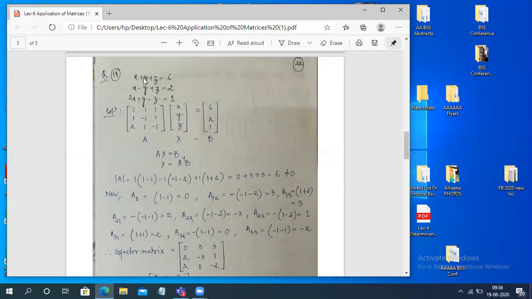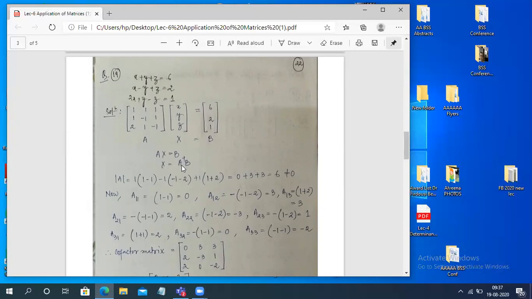Now x is your unknowns, that is here x, y, z, three unknowns. So this is a 3 by 1 matrix, a column matrix. And B is formed with the constants on the right hand side. Here it is 6, 2, 1. So this is 6, 2, 1. Now to find the solution x, we have to find first A inverse and then multiply with B.